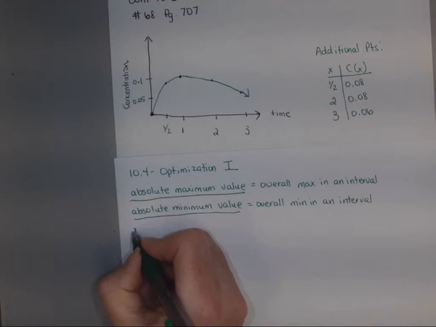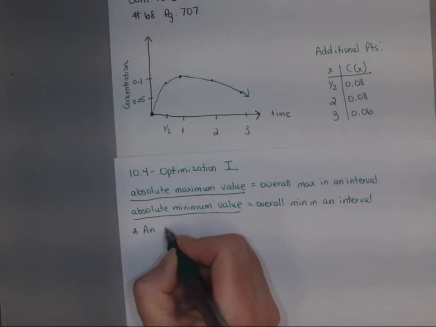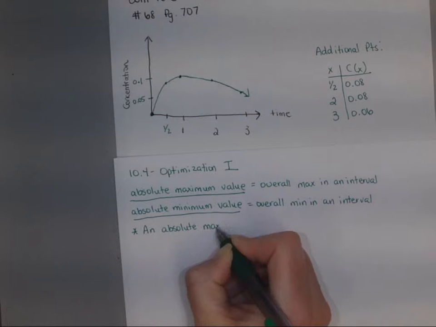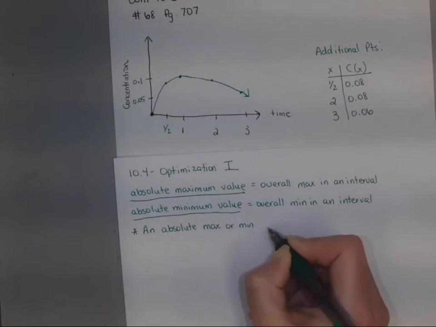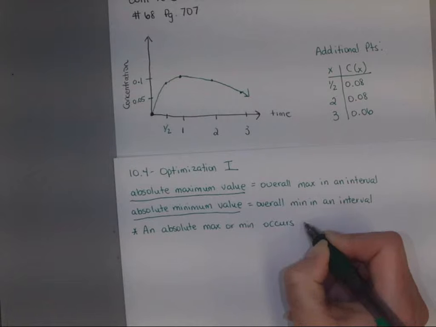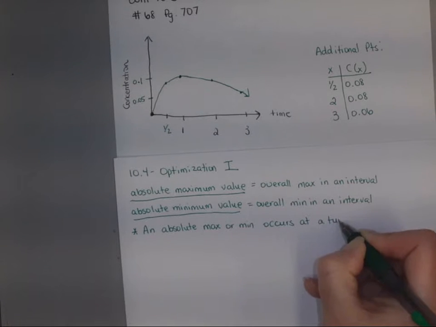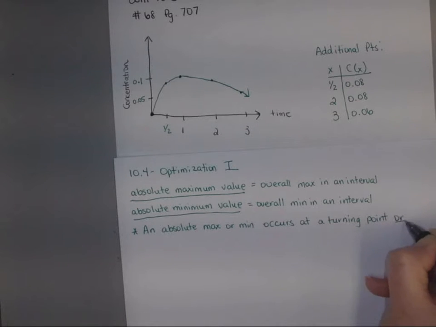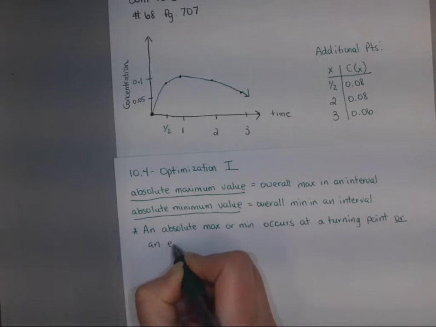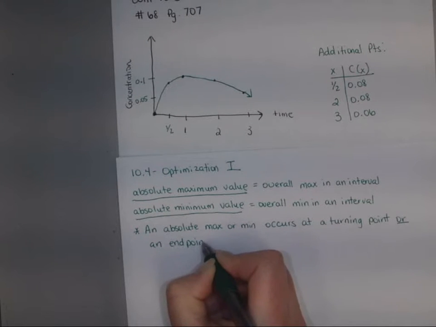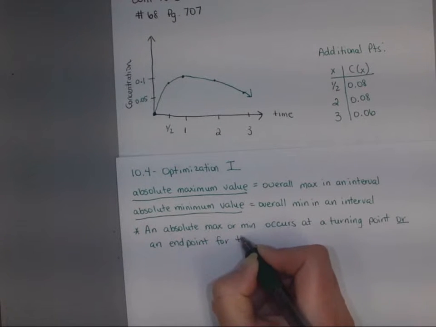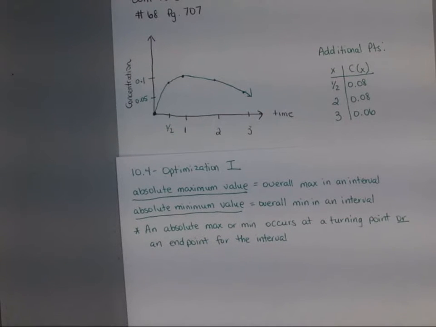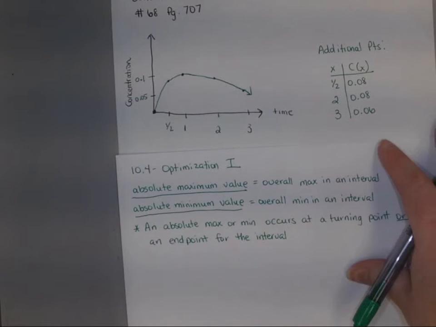And one of the biggest things that we're going to talk about today is that an absolute max or min can only occur at a couple of locations. It either occurs at a turning point, and if you think about that, that seems obvious. This one maybe not as much, or an end point for the interval. And those are the only options. It's not going to be somewhere in between an end point and a turning point. The turning point will either be the max or the min, or where you started or stopped will be the max or the min.